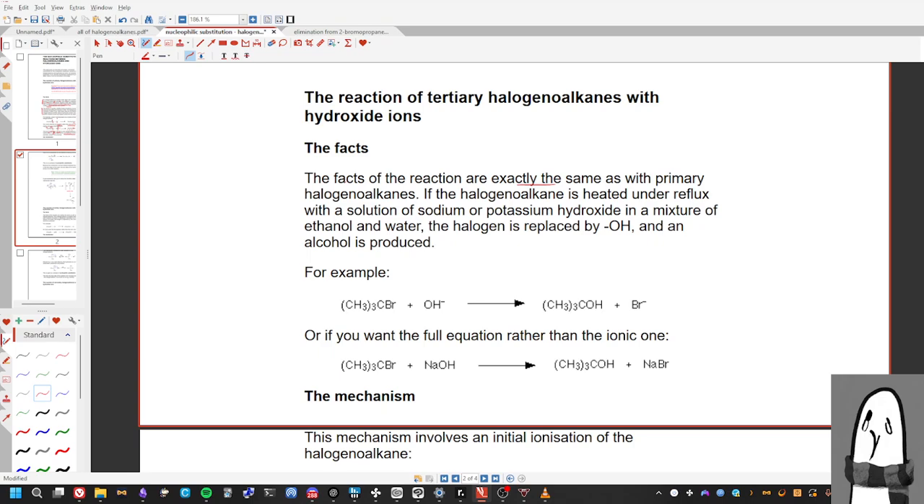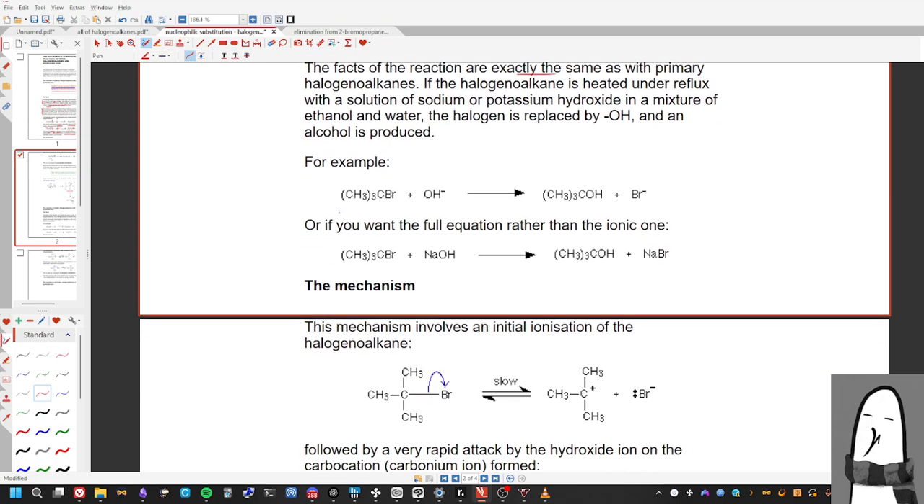Is that exactly the same? That's exactly the same. CH3CBr, OH, and then you're going to have that. And if you want the full equation, you're going to have CH3CBr and OH. Now, what this means is CH3CBr is going to have your C, you have your Br bonded to 3 other CH3s. Okay.